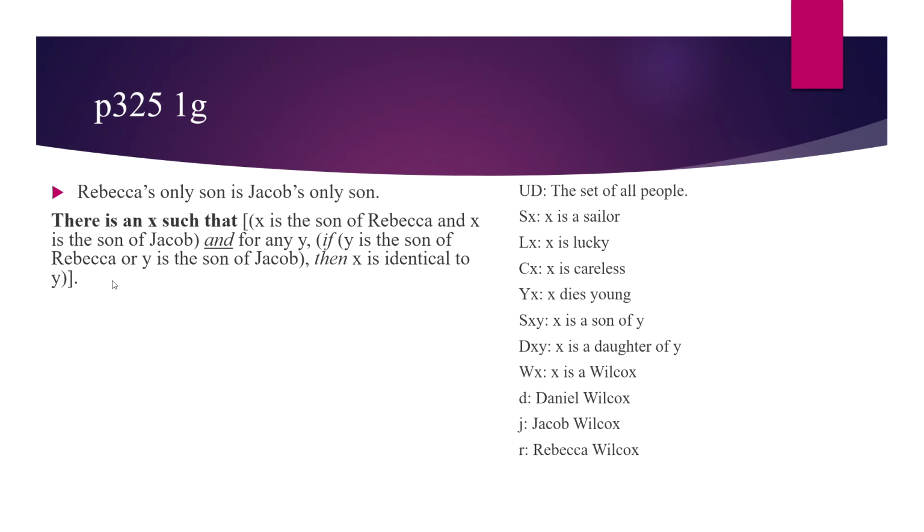And then using our symbolization key, we get there is an x such that SXR, right? This x is the son of Rebecca and x is the son of Jacob. And for any y, if y is the son of Rebecca or y is the son of Jacob, then x is identical to y. So this says there is one person who is the son of both of those people. And if anyone's the son of either of them, then it's this same x. So that's how we get Rebecca and Jacob each have only one son, and that son of each of them is the same person.